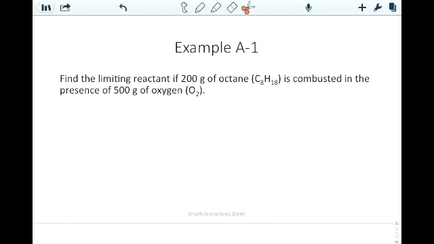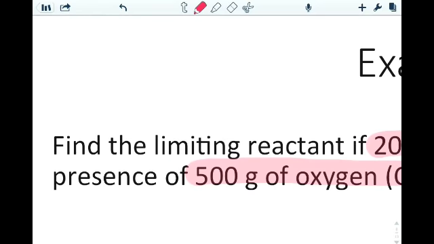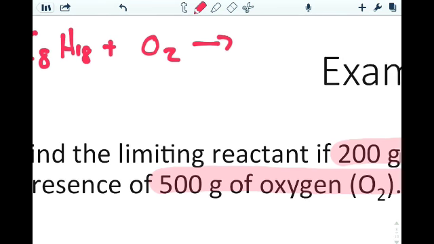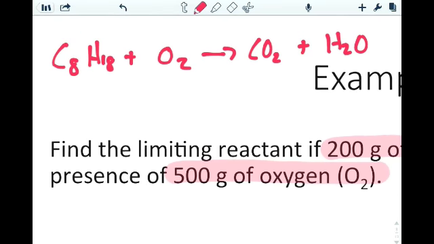It says find the limiting reactant if 200 grams of octane is combusted in the presence of 500 grams of oxygen. So it's a combustion reaction. The first thing we need is a balanced chemical equation. So let's go ahead up here. Octane is going to be C8H18 plus we have our O2 gas reacts to form CO2 plus our water. Okay, so let's go ahead and balance this guy out.